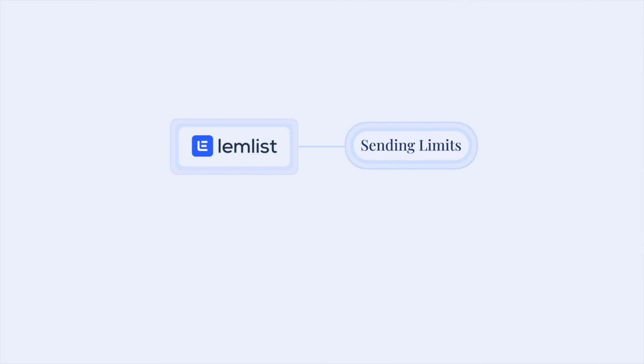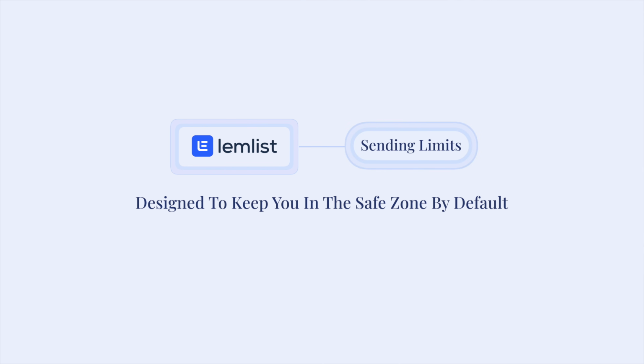and that's the LinkedIn automation and getting their account flagged or shadow banned. LinkedIn does monitor accounts for unusual activity. So if you suddenly start sending hundreds of connection requests and messages per day, they will notice. The good news is that Lemlist has built-in sending limits designed to keep you in the safe zone by default.